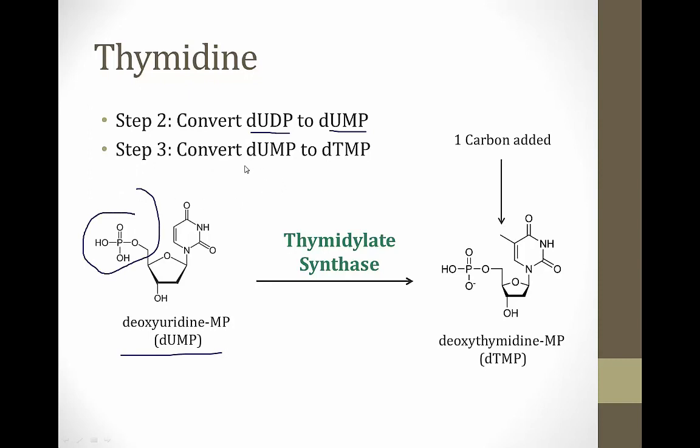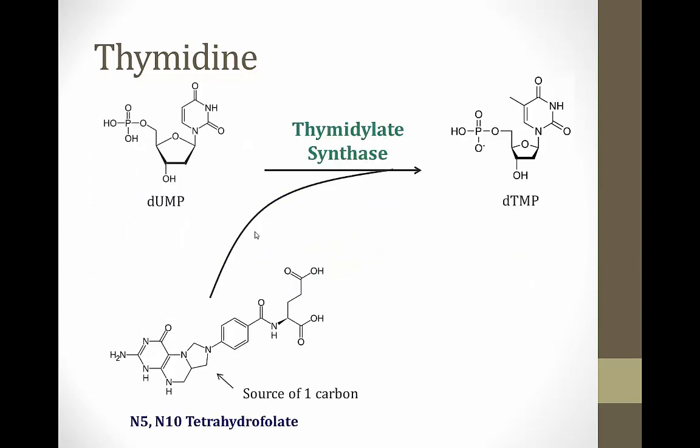This is where you convert deoxyuridine monophosphate into deoxythymidine monophosphate. In order to do this step, you use an enzyme called thymidylate synthase, and you add one carbon right here to the uridine to create thymidine. The reason this step is so important and so highly tested on Step 1 of the boards is because it involves the use of the vitamin folate.